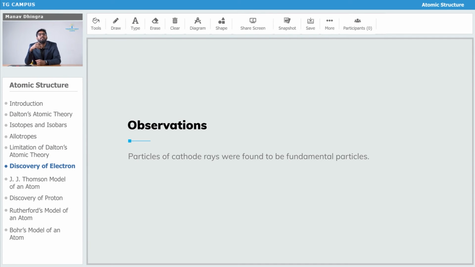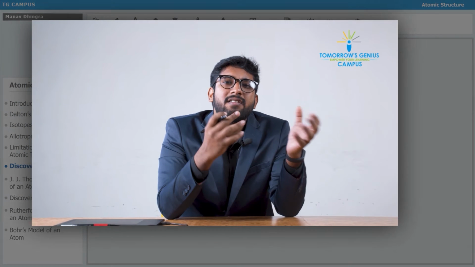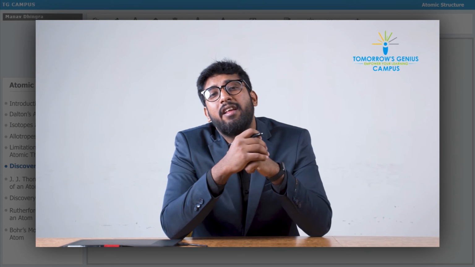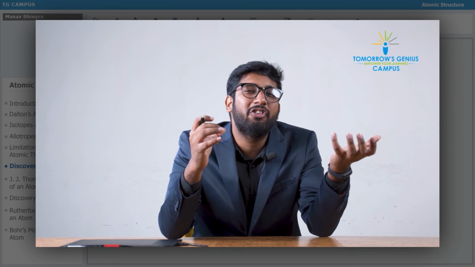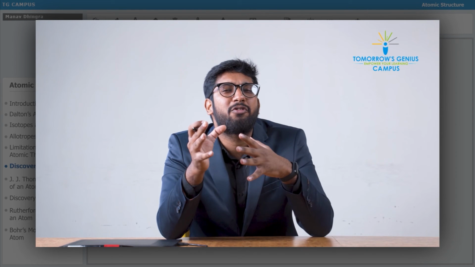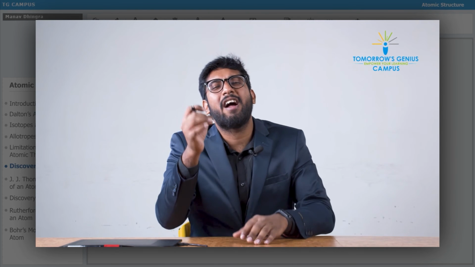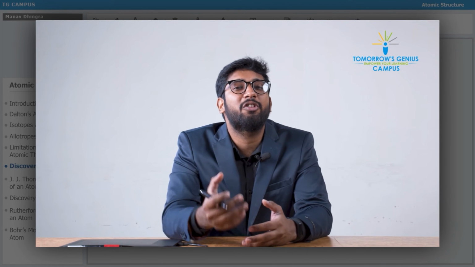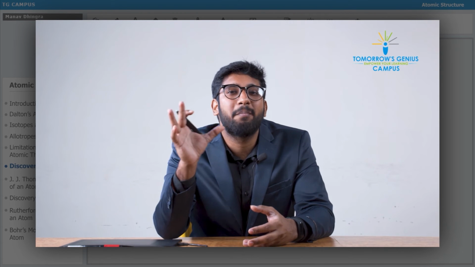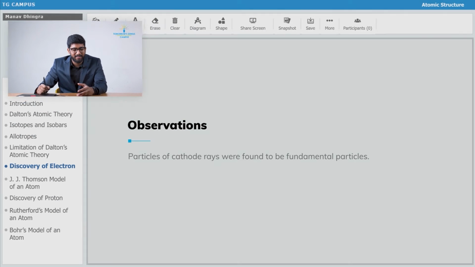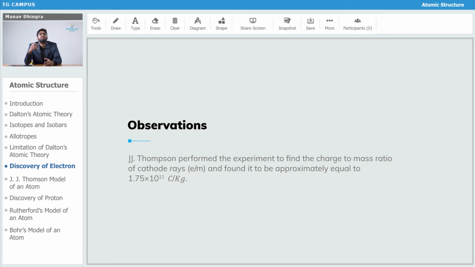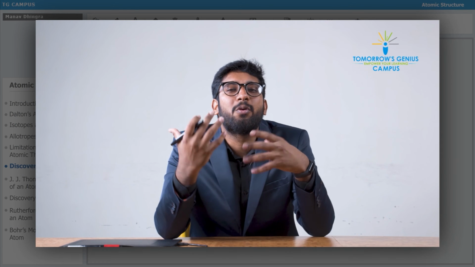The next observation was that the particles which are making the cathode rays are basically fundamental particles. Why? We just saw in the previous observation that on changing the gas or electrode, the characteristics are not changing. So that is why the scientist J.J. Thomson reached a conclusion that cathode rays might be made up of fundamental particles. Now let's see the next observation. What J.J. Thomson did, he tried to find the charge to mass ratio of the cathode rays.